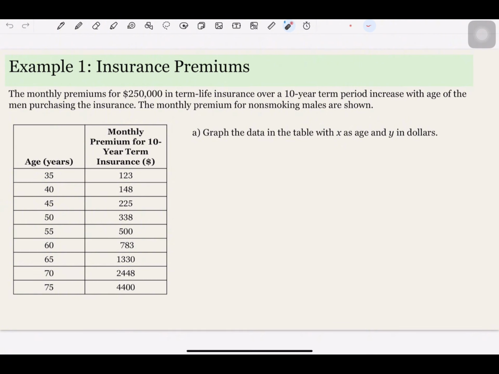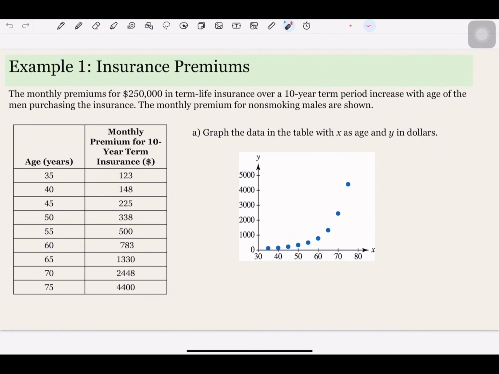The first part of this problem is to graph this data. You can try to sketch a scatter plot. You can use age as the x variable, and you can use the premium as your y variable. Here I have my scatter plot of the data. I have taken the x-axis as the age and y in dollars, the premium.